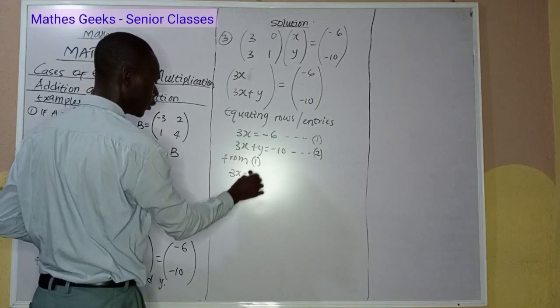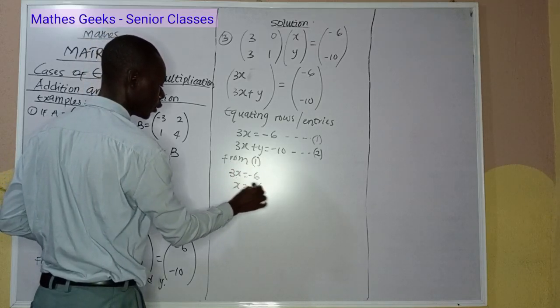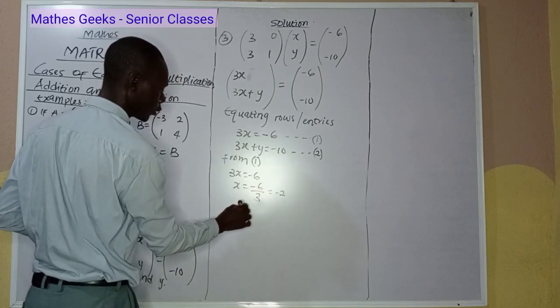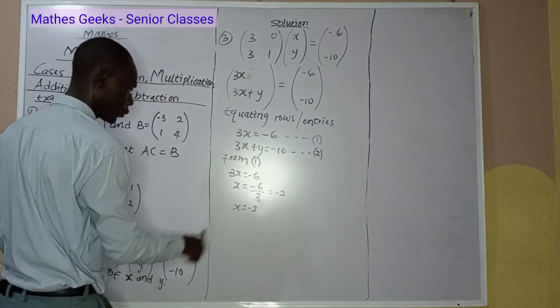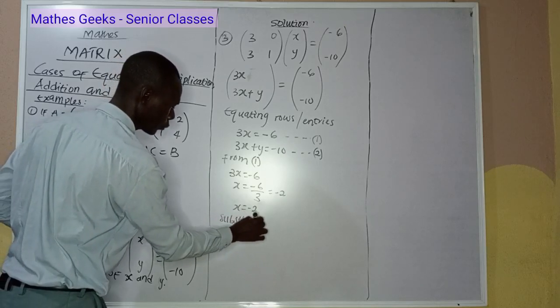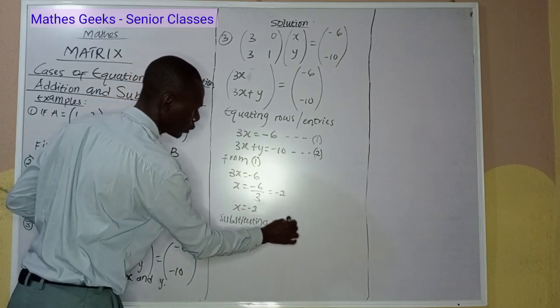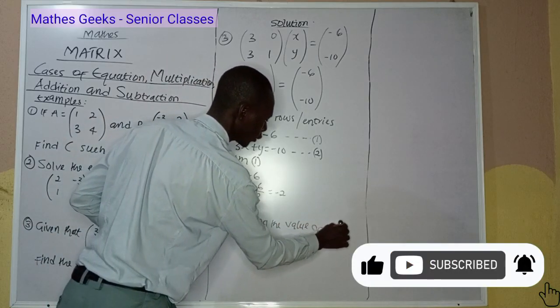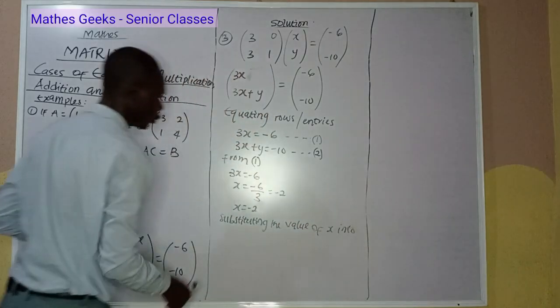So from 1, 3x equals minus 6 and x equals minus 6 over 3. That's equal to minus 2. So x equals minus 2. Substituting the value of x into equation 2.